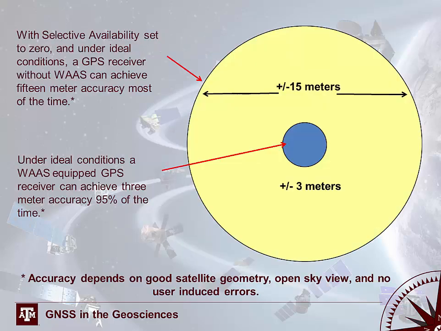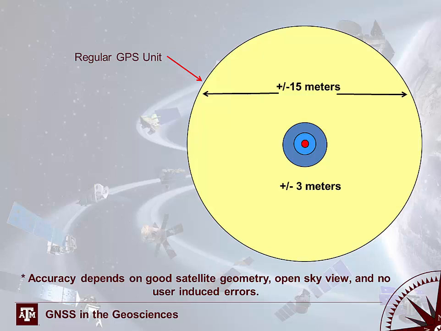So with selective availability set to 0 and under ideal conditions, a GPS receiver without WAAS can achieve up to 15-meter accuracy most of the time. That's dependent on the satellite geometry, the open sky view, and no other user-induced errors. Remember, selective availability is no longer around. It was discontinued. So ideally, without WAAS, under good conditions, you can achieve an accuracy of 15 meters. However, under ideal conditions with WAAS, just simply adding the additional augmentation system, the user can achieve a 3-meter accuracy 95% of the time. So it's not going to be every time, but 95% of the time you can get within plus or minus 3 meters.